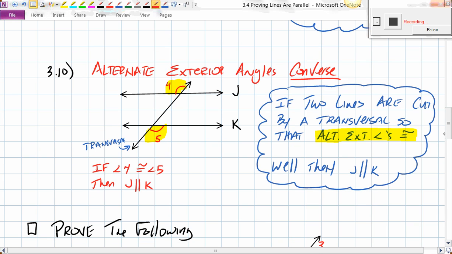And the third one here, or the fourth one rather, the alternate exterior angles converse, says if you have 2 lines, like I have here, J and K, cut by a transversal, and the exterior angles are congruent, well then the only way that can possibly be true is if J and K are parallel themselves. So those are the things that we started with.